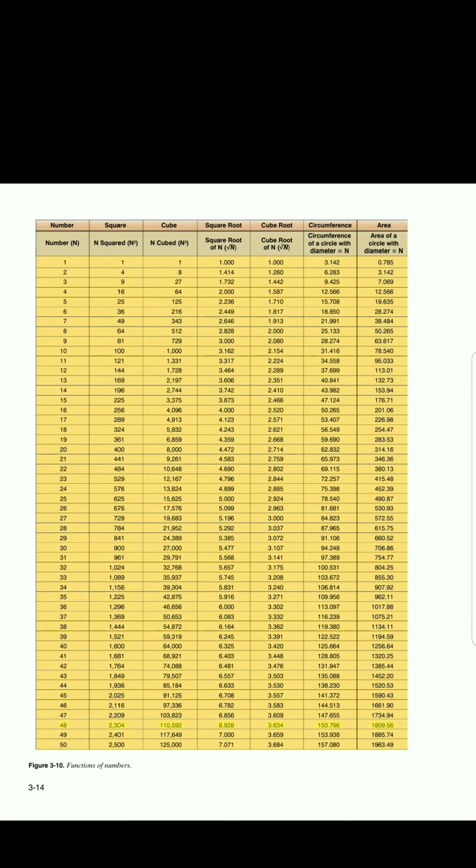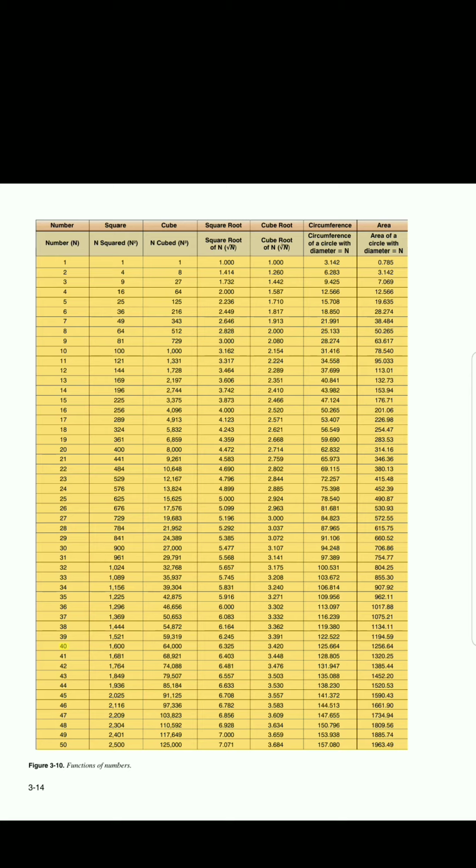110,592, 6.928, 3.634, 150,796, 1809.56. 49, 2,401, 117,649, 7.000, 3.659, 153,938, 1885.74. 50, 2,500, 125,000, 7.071, 3.684, 157,080, 1963.49. 25, 30.